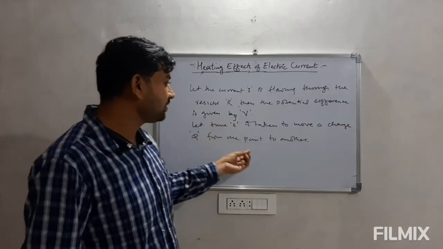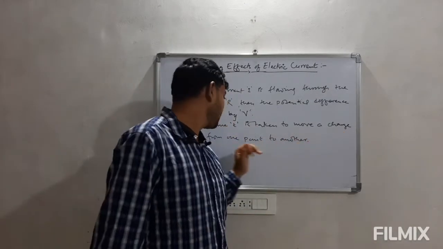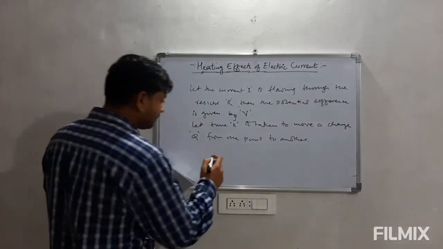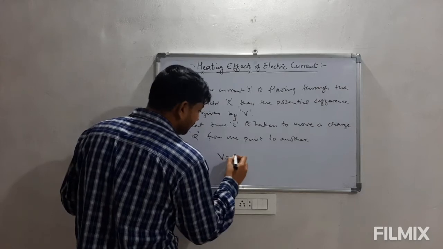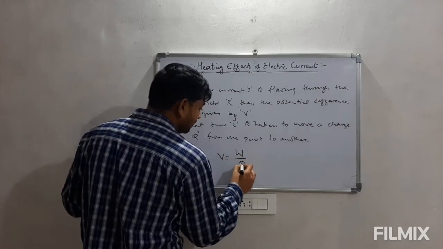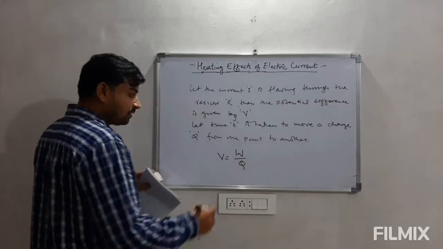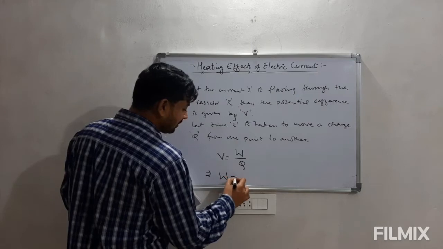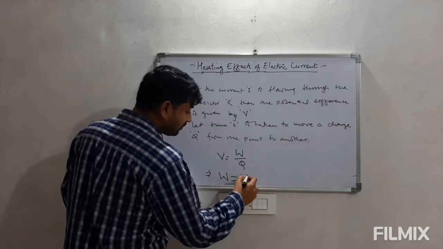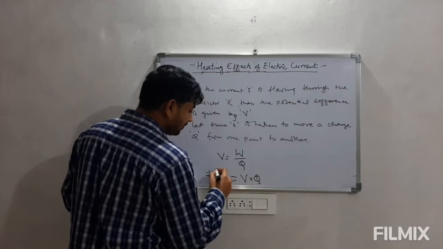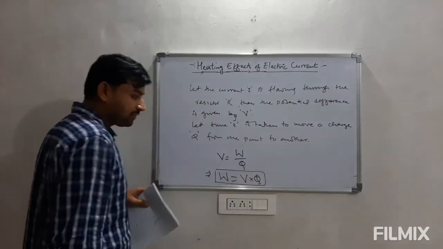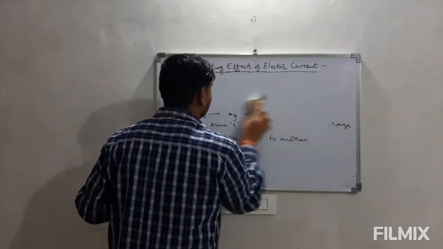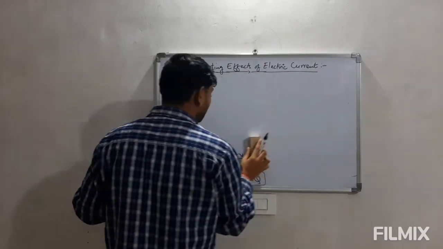Now if time t is taken to move a charge Q from one point to another, the potential difference is nothing but the work done to move this charge from one point to another, as we have discussed earlier. If we rearrange this, we get the relation for work done, that is V into Q, which is nothing but potential difference multiplied with charge. So from here we get the relation of work done.